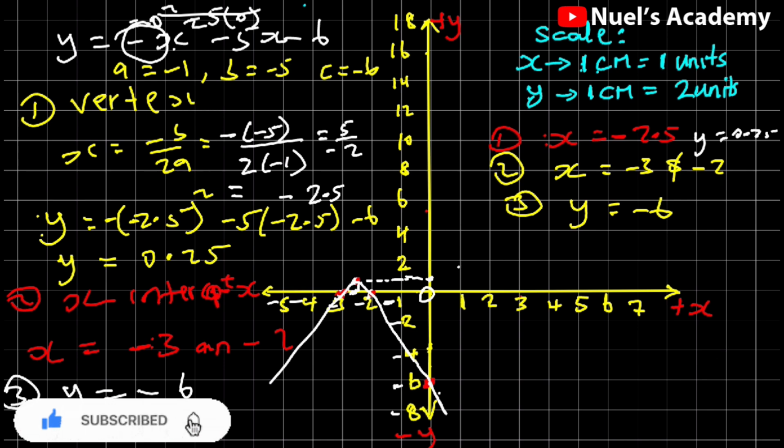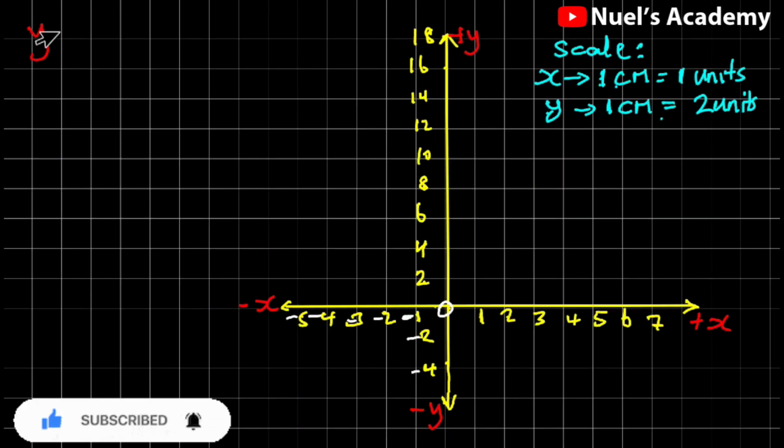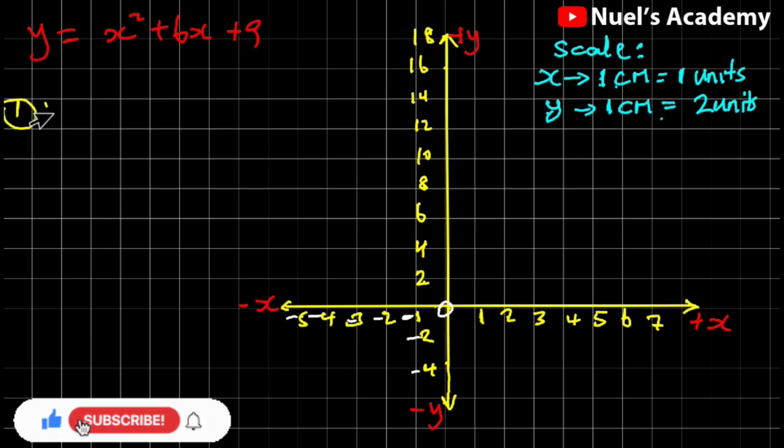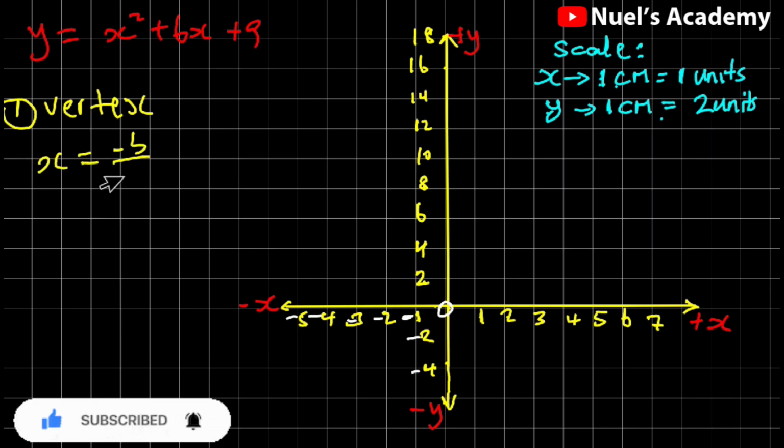So let's go ahead and solve the final question. y is equal to x squared plus 6x plus 9. So let's find the vertex. The x-coordinate of the vertex is given by x is equal to -b/2a. So let's identify the variables we have here. a is the coefficient of x squared, which is 1, b is the coefficient of x, which is 6, and c is the constant, which is 9.